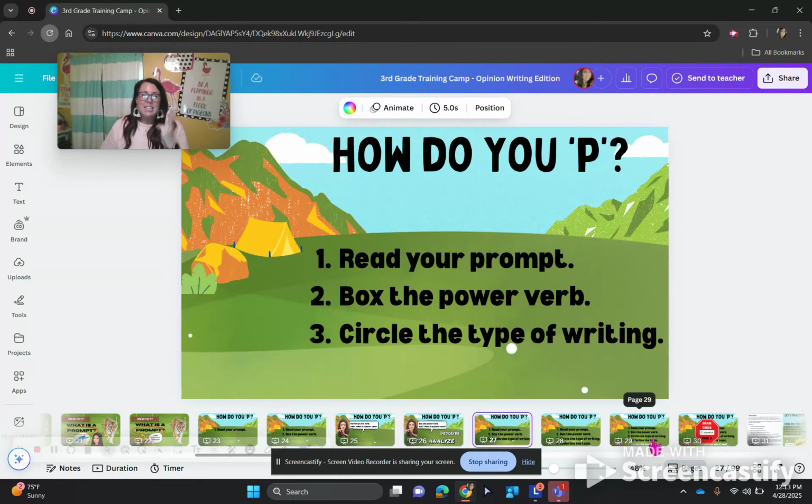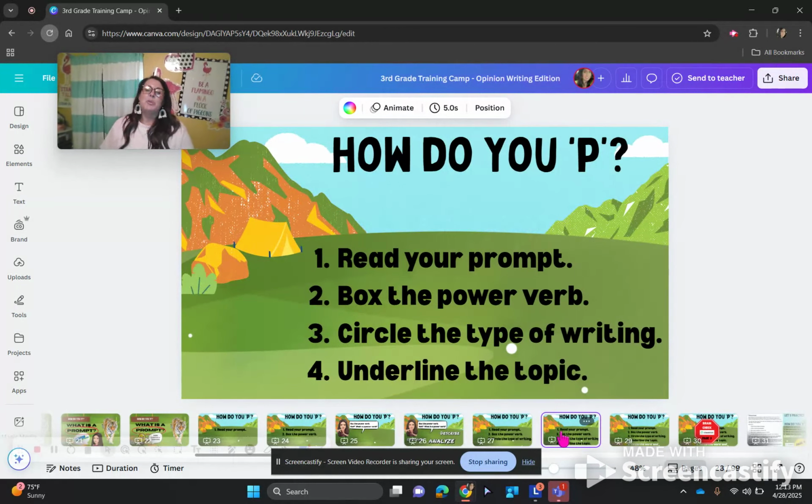Now, the third part is to circle the type of writing. Within that prompt, you should have either the words informative, opinion, or narrative. So we're only focusing on opinion right now. So I want you to see if you can find the word opinion in your prompt. And if you do, I want you to circle it. If you see the word informative, circle it. But right now it's just opinion, so we're going to circle the opinion.